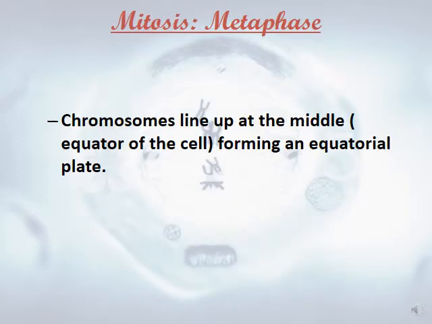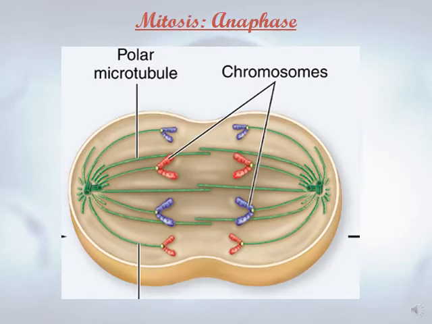So here, chromosomes line up in the middle of the cell, at the equator of the cell, forming what's known as the equatorial plate. After metaphase, what do we have? Prophase, metaphase, and then we have anaphase. In anaphase, the spindle fibers will pull the sister chromatids. So the sister chromatids are pulled to the opposite poles of the cell with the help of the spindle fibers.